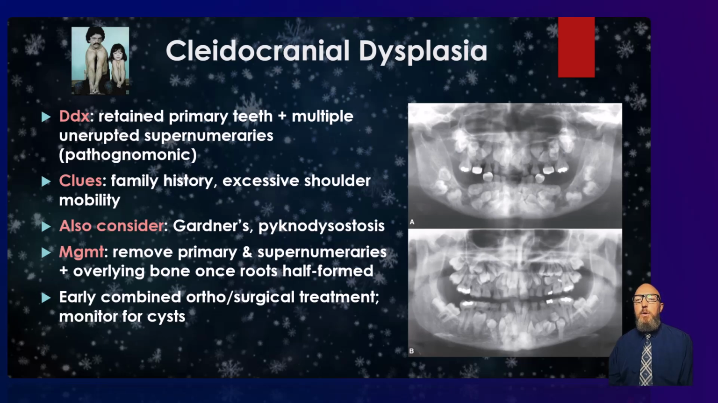Management of this is to remove the primary and supernumerary teeth along with the overlying bone once the roots are approximately half formed, with early combined orthodontic and surgical treatment to monitor for cysts.